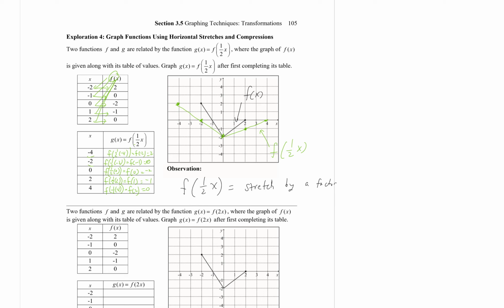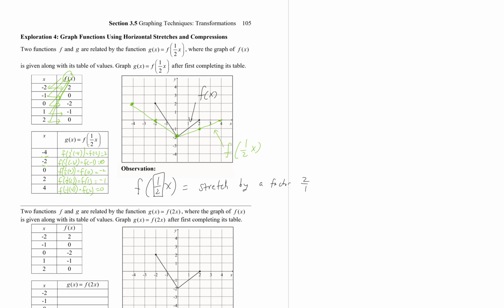now here's the tricky part. You're going to reciprocate that. You're going to flip that always. So if it's 1 over 5, you put 5 over 1. If it's 2 over 3, you put 3 over 2. You always flip it. So it's going to be a factor of, since it's 1/2, you put 2 over 1. That's how you do it. Meaning it gets twice as wide.